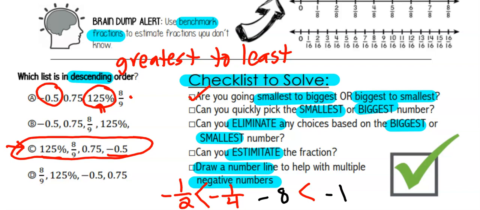We looked to see the smallest to biggest. We picked the smallest to largest, and then we eliminated any choices. We didn't have to estimate the fraction here, and we didn't have to draw a number line, but we do know that all negative numbers are less than positive numbers. Let's go to the next example.